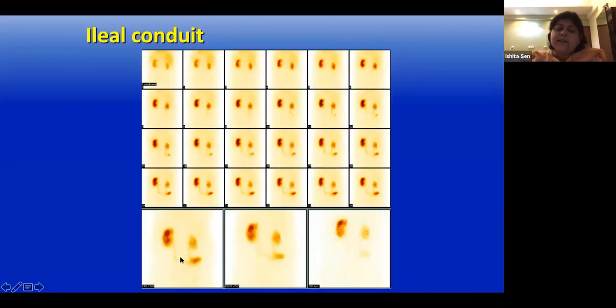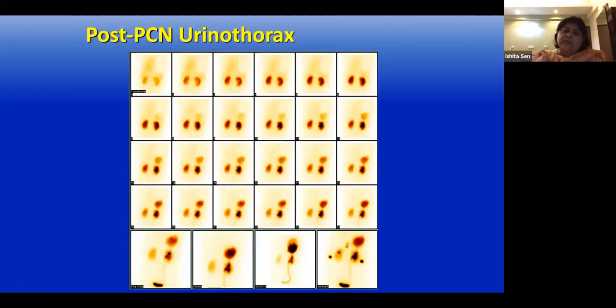So this is just another interesting case where the patient had an ileal conduit, and as is very commonly seen, one of the kidneys has become a little hydronephrotic. The other kidney is normal. The left kidney is normal. The right kidney has become a little hydronephrotic, and you can see both the ureters which have been attached to the ileal conduit, and the ileal conduit is showing good excretion through the ureterostomy.